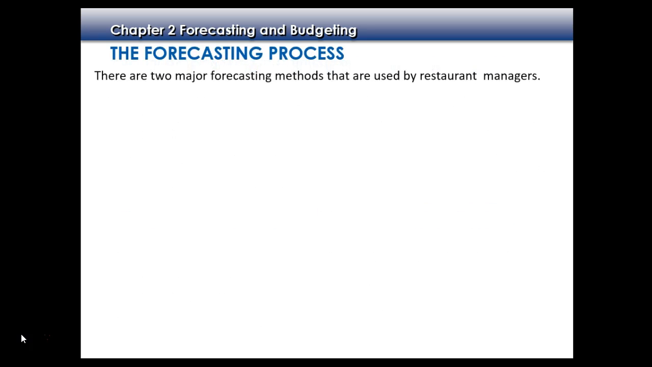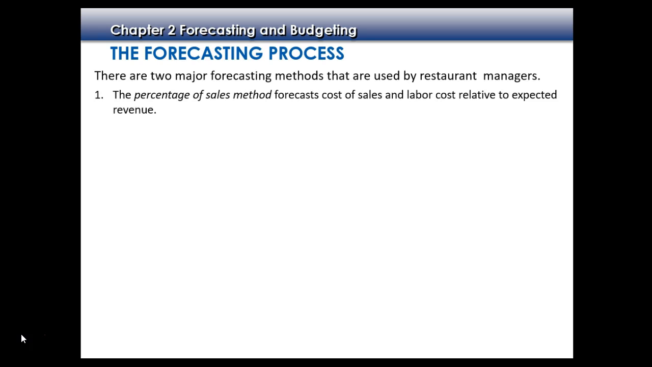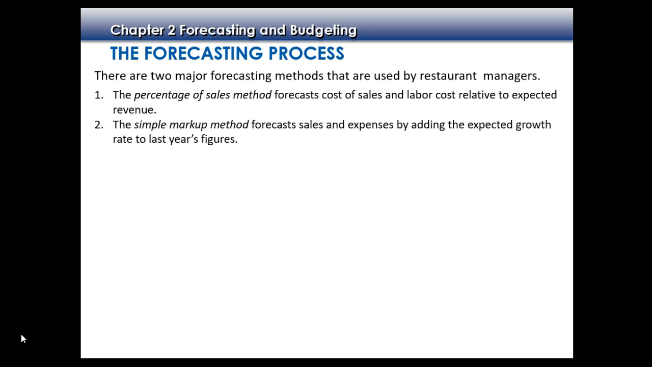On the forecasting process, there are two major forecasting methods that are used by restaurants. The percentage of sales method forecasts cost of sales and labor cost relative to expected revenue. There's also the simple markup method, which forecasts sales and expenses by adding the expected growth rate to last year's figures.